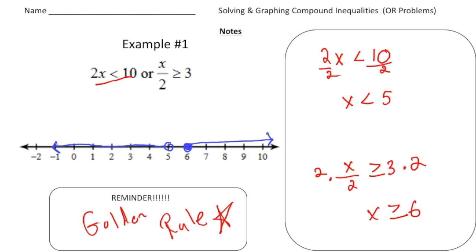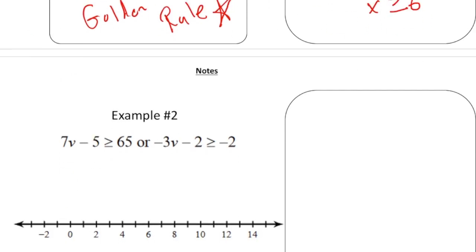One question I could ask you is, name a value that does not work for this compound inequality. You could say 5 or above, all the way up to the number 6. So right here, like 5.5 would not work for this inequality. If you turn the page, let's try another one.